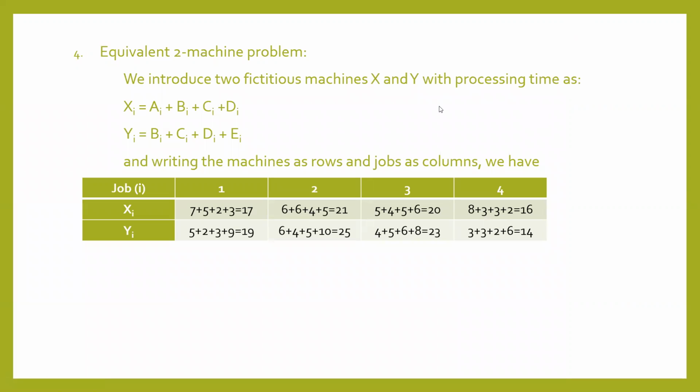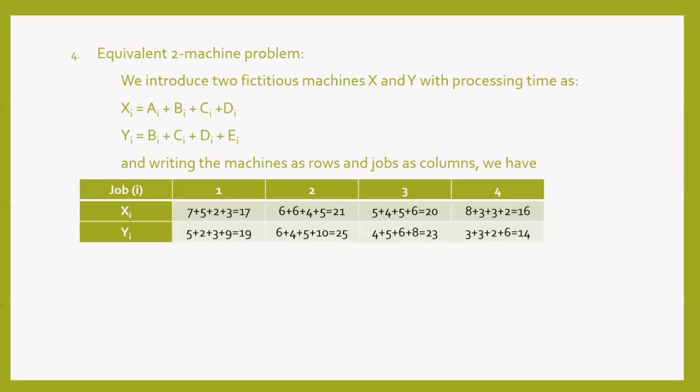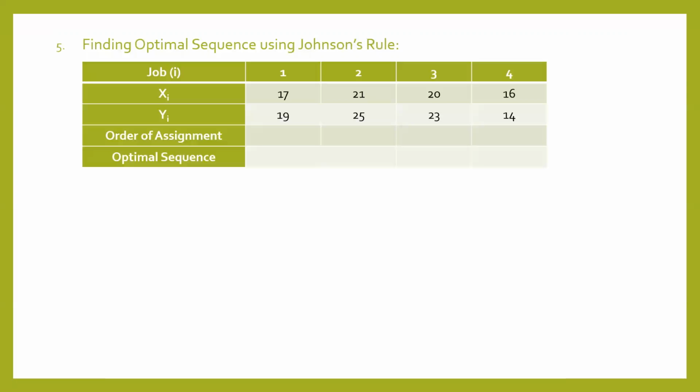Now, once we get this, as I said, we have to create another table where we are going to find the optimum solution. So we have got this table here. And I have put the jobs as 1, 2, 3, 4 along the column, and the corresponding processing time on the machines X and Y. The order of assignment and the optimal sequence.